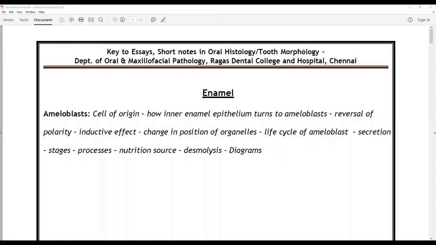And today's question of discussion will be on the structure of ameloblast in the chapter enamel. If this question comes, you need to talk about the cell of origin, the derivation from the inner enamel epithelium, how there are slow morphological changes leading to what we call reversal of polarity, how it induces inductive effects, how the organelles change in position, the life cycle of ameloblast, and you talk in detail about the secretions, the processes involved, the nutrition source for the ameloblast, and at last the fate, the desmolysis, the diagrams.